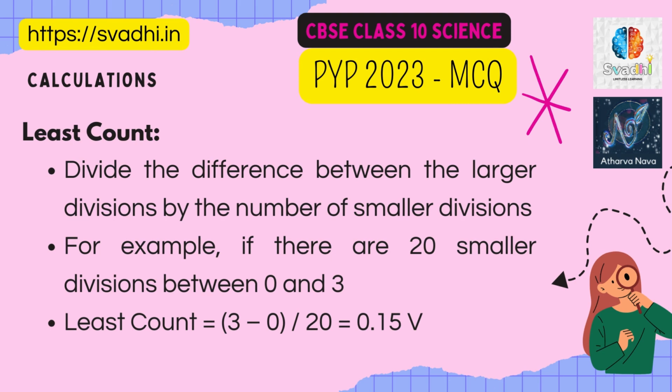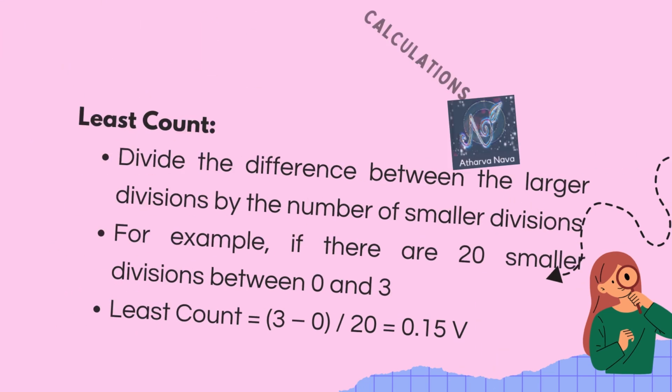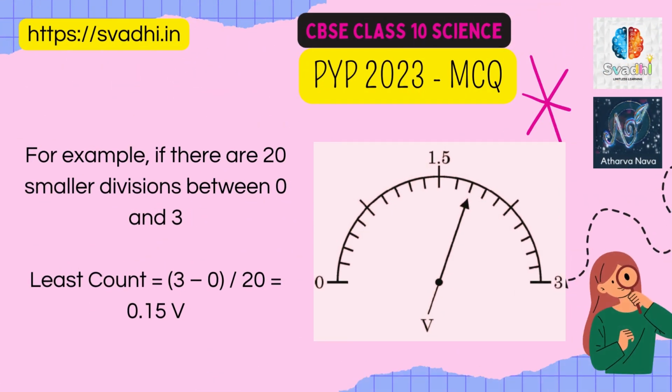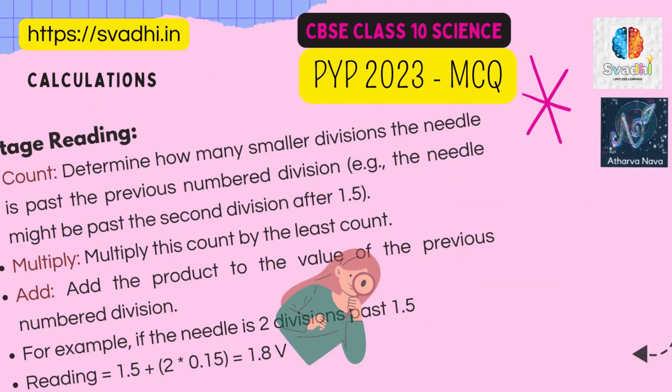Calculations. Least count: divide the difference between the larger divisions by the number of smaller divisions. For example, if there are 20 smaller divisions between 0 and 3, least count equals (3 − 0)/20, which is equal to 0.15 V.